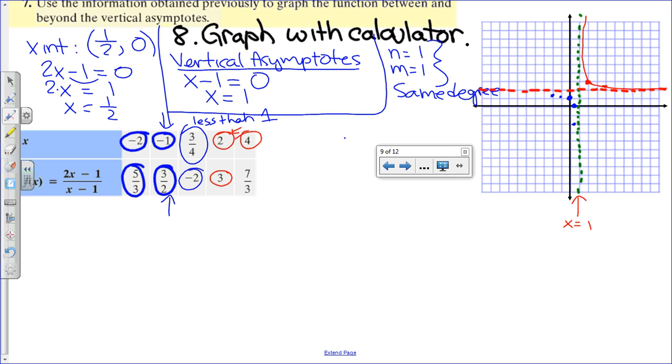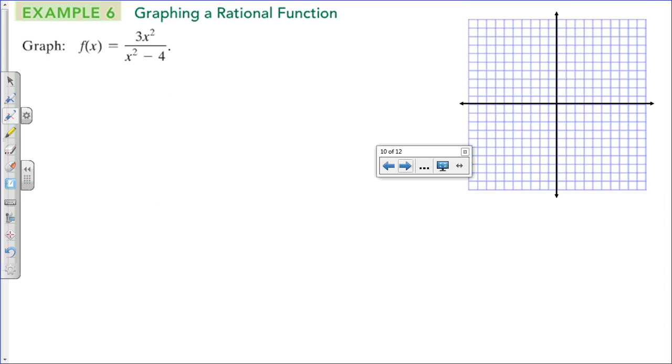Now, I want to remind you that we cannot cross those vertical asymptotes, horizontal asymptotes sometimes, but not the vertical ones. And so that is the graph of the function. If you are not sure, you may use your calculator to check your answer. So we're going to go to the next slide and graph the next one.